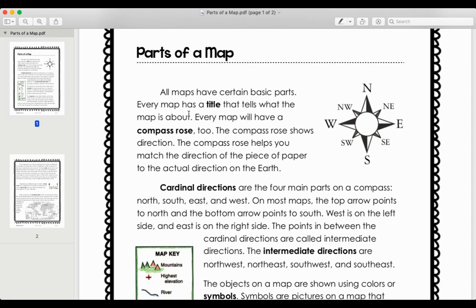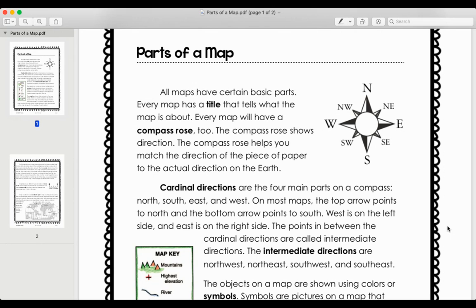Every map has a title that tells you what the map is about. Every map will have a compass rose too. The compass rose shows direction. The compass rose helps you match the direction of the piece of paper to the actual direction on the earth. And as you guys can see here, there's a picture of a compass rose.